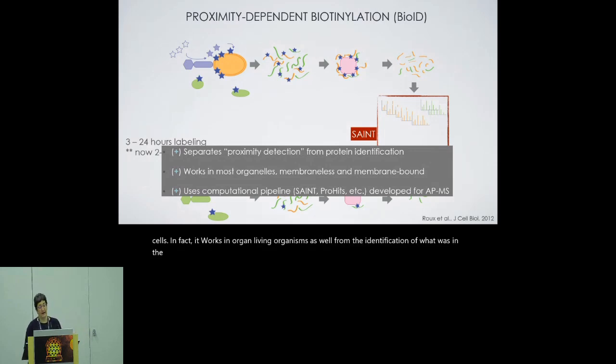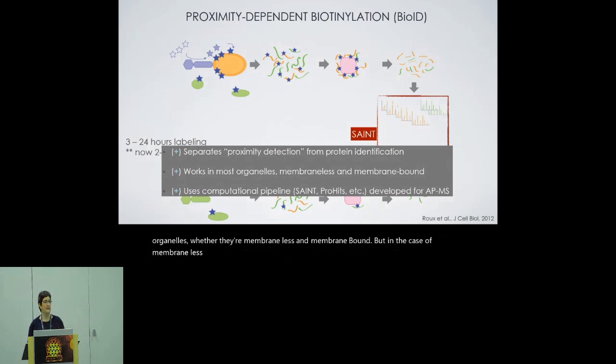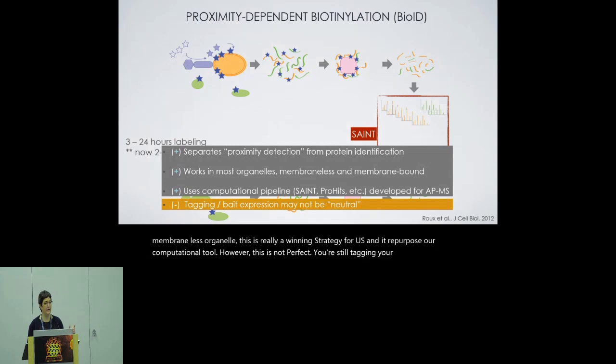And we've shown now, and many other people have shown, that this works in most organelles, whether they're membraneless or membrane bound. But in the case of membraneless organelles, this is really a winning strategy for us. And it repurposed our computational tool. However, this is not perfect. You're still tagging your bait, right? You're still putting a large protein tag onto your protein of interest, your bait, and this, and the fact that you need to express it in the cell, even if you maintain the expression, may itself cause artifacts.